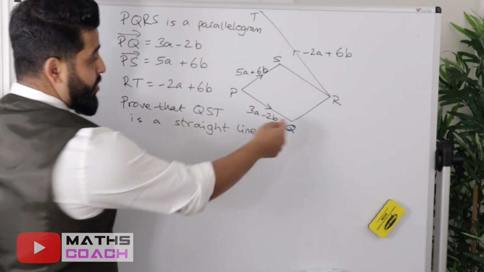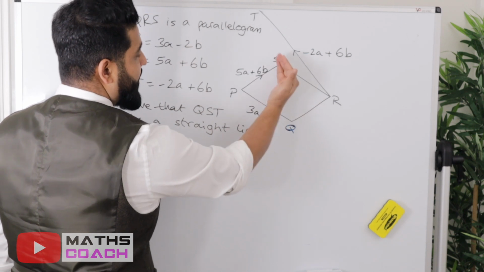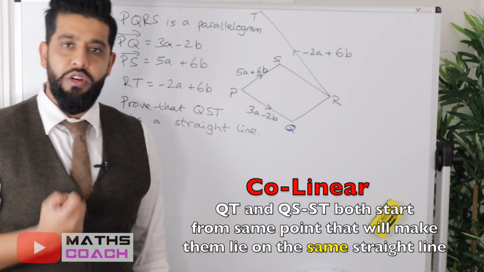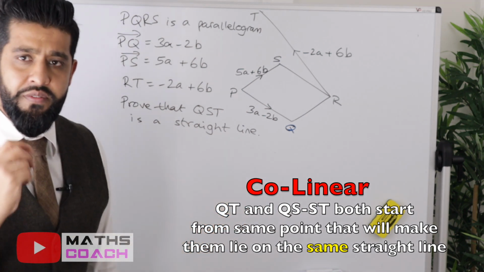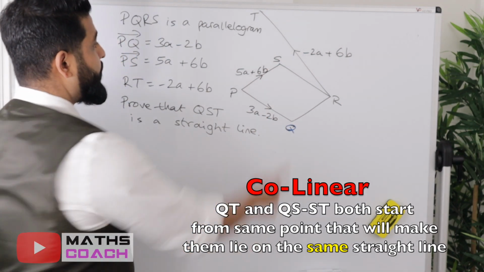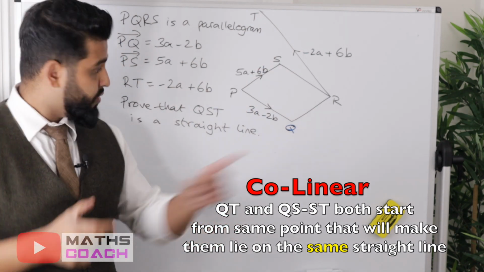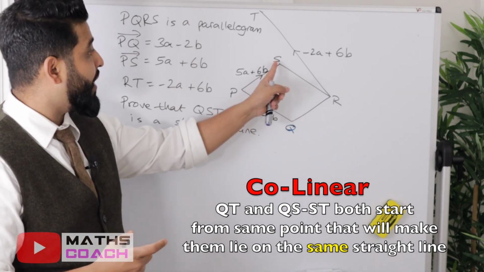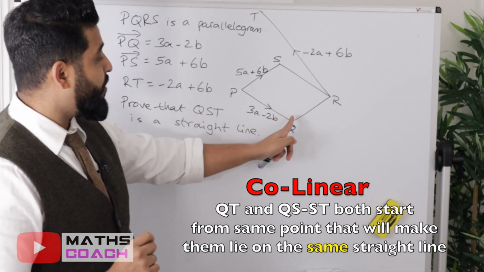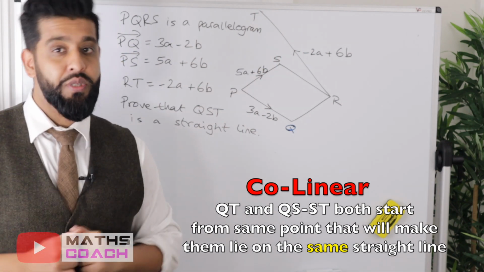QST. So if you were to draw this line here, okay, we want to prove that Q to S and S to T lie on the same straight line. So what's our strategy going to be? Our strategy is going to be something very, very simple. We are going to find Q to S, and we are going to find S to T. And when we add them together, so that's Q to S, when we add Q to S to S to T, it should give us the same answer as if we had found QT directly.